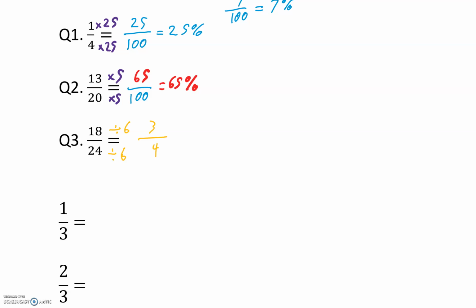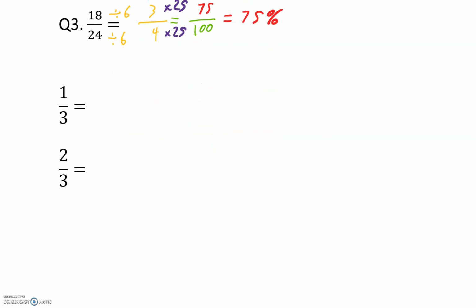Now you can go through this process. What times 4 equals 100? Same thing as above, times by 25, times by 25. We get 75 up here, which is then 75%.